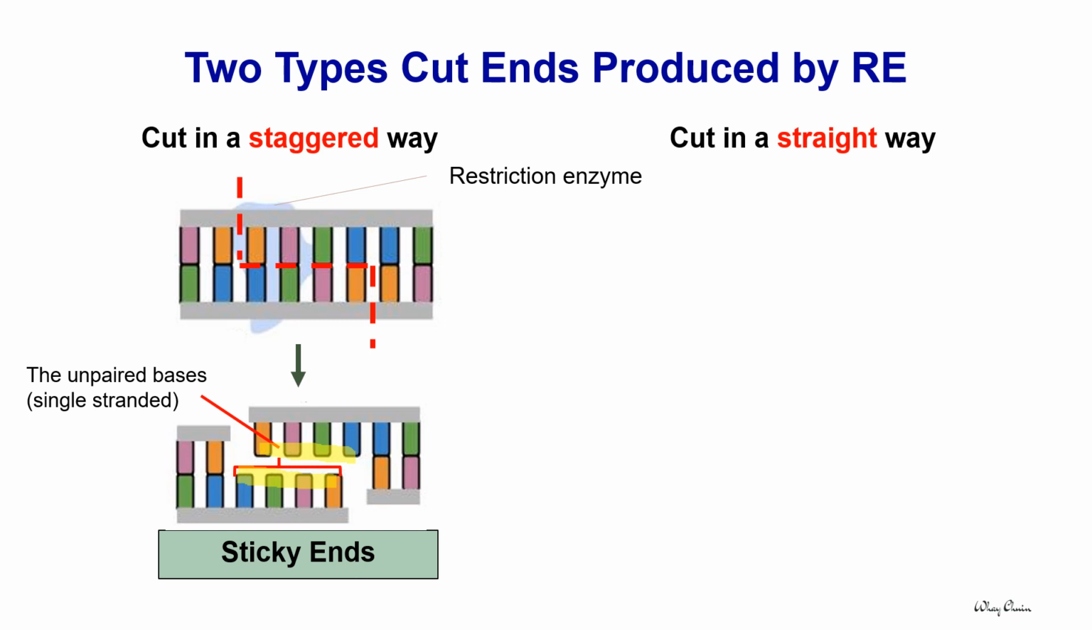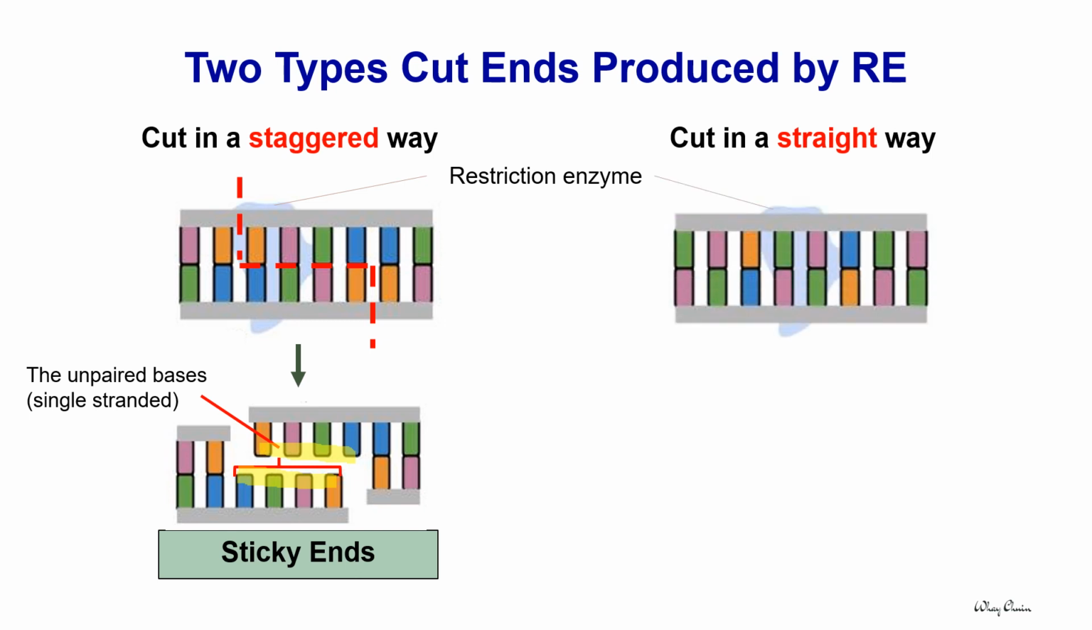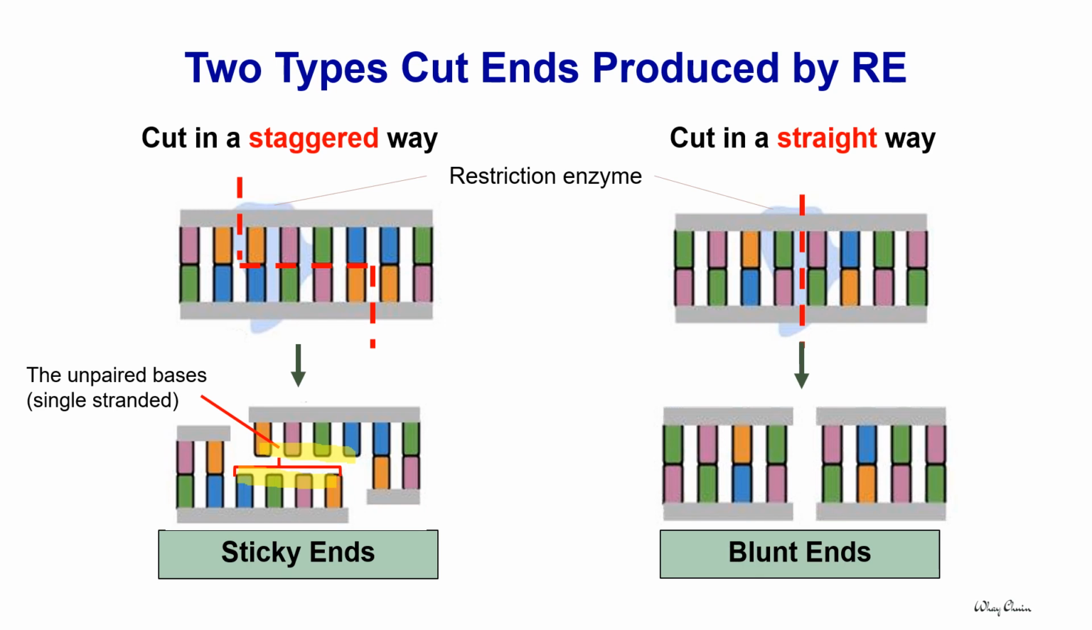Another way is the straight way. When the restriction enzyme identifies its restriction site, it will cut in a straight line and produce DNA with blunt ends. Blunt ends means now no unpaired nucleotide bases are shown in the cut open part, or we say no overhangs are found.